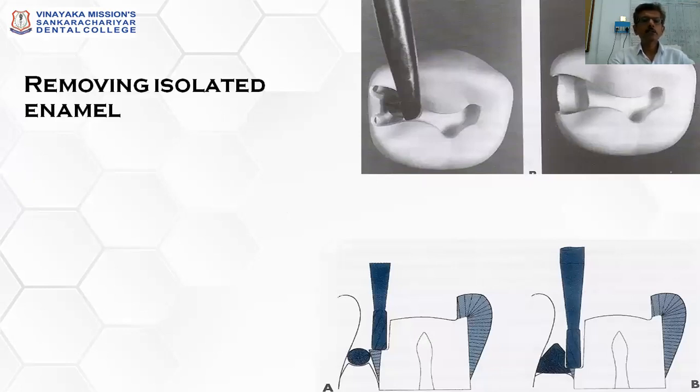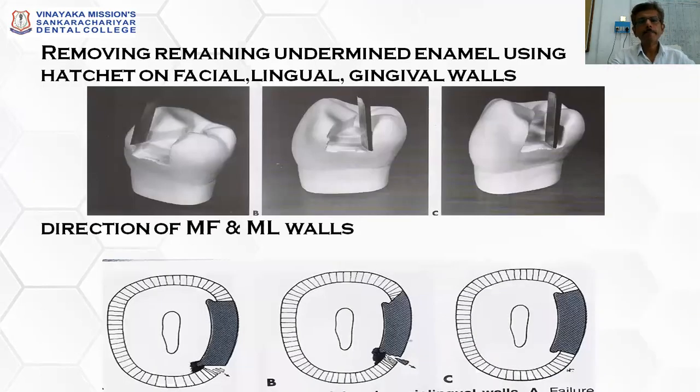Mechanism by which the isolated enamel is removed, the cross section view. Removing of remaining undermined enamel, the principles for which I have already told before, either using an enamel hatchet, facial-lingually, or on the gingival walls.